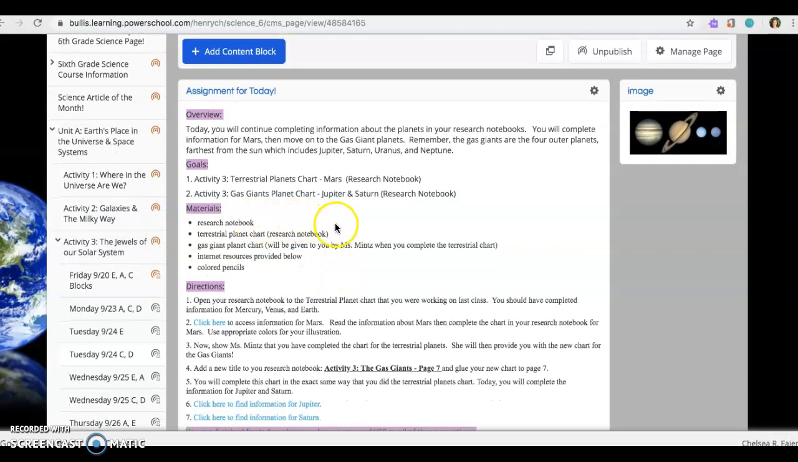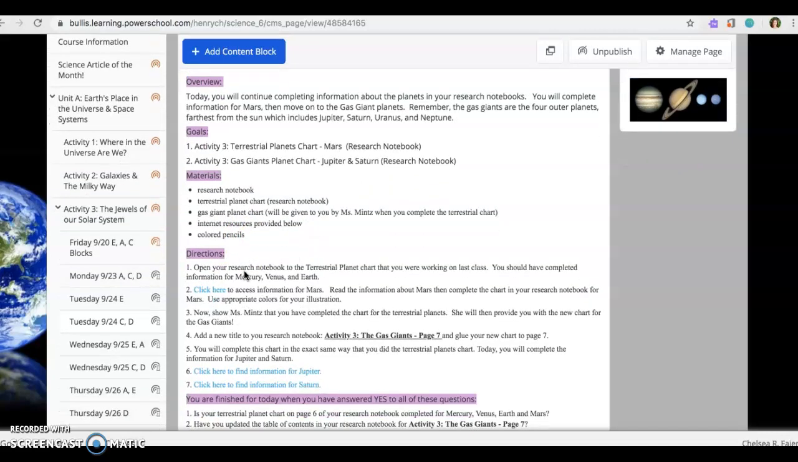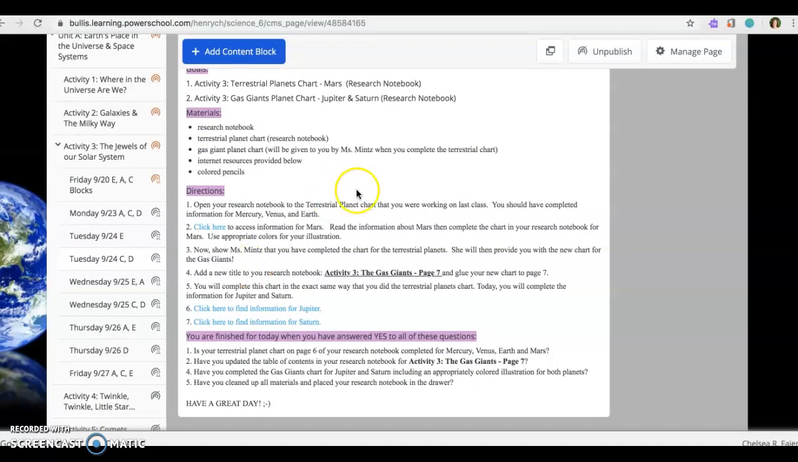In your research notebook, you'll re-access your terrestrial planets chart. When you have completed your terrestrial planet chart, you will show it for approval to your substitute. And then you're going to move on to the gas giant chart, which your substitute will be giving you. You'll glue that into your notebook. You'll use the internet resources provided below to get the information that you need, and then you'll also need some colored pencils for today.